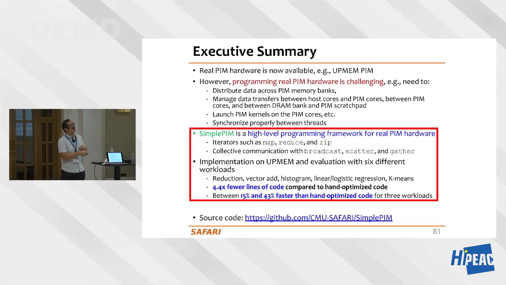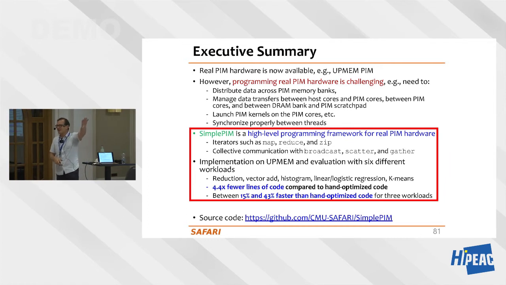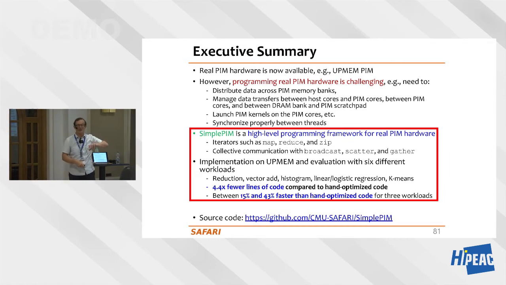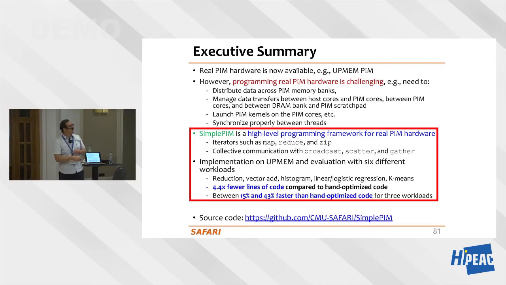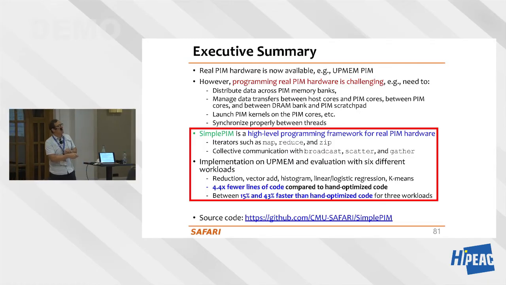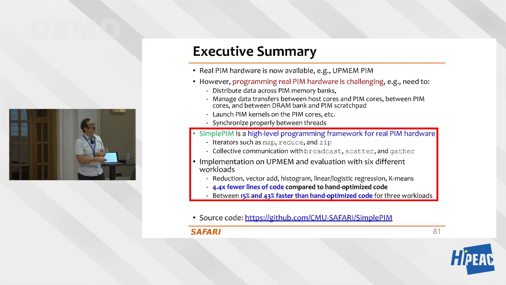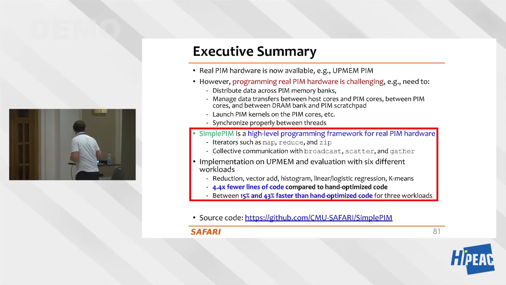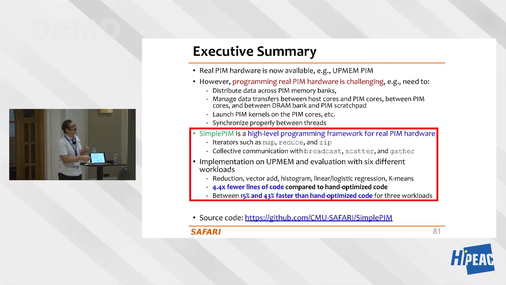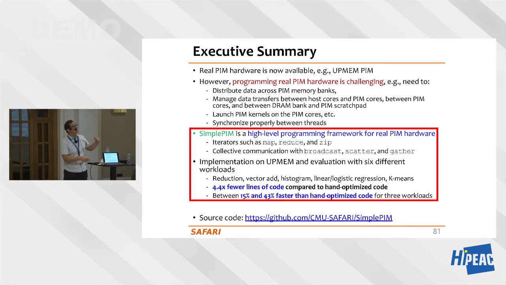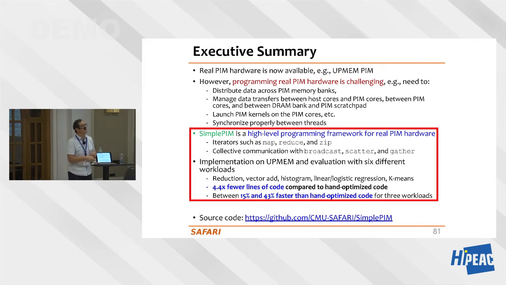So in this particular work, we actually provide a high-level programming framework for real PIM hardware. You can actually download this framework, buy the system from UPMEM, or talk with us so that we can get you access to UPMEM systems, or talk with them so that you can get access. And then we actually test this programming framework. Basically, we provide higher-level iterators like map, reduce, zip, and broadcast, scatter, and gather for communication primitives. And in the end, we implement these on interesting workloads, and we find out that you can get both better performance than hand-optimized code, and also simpler, let's say fewer lines of code compared to hand-optimized code.